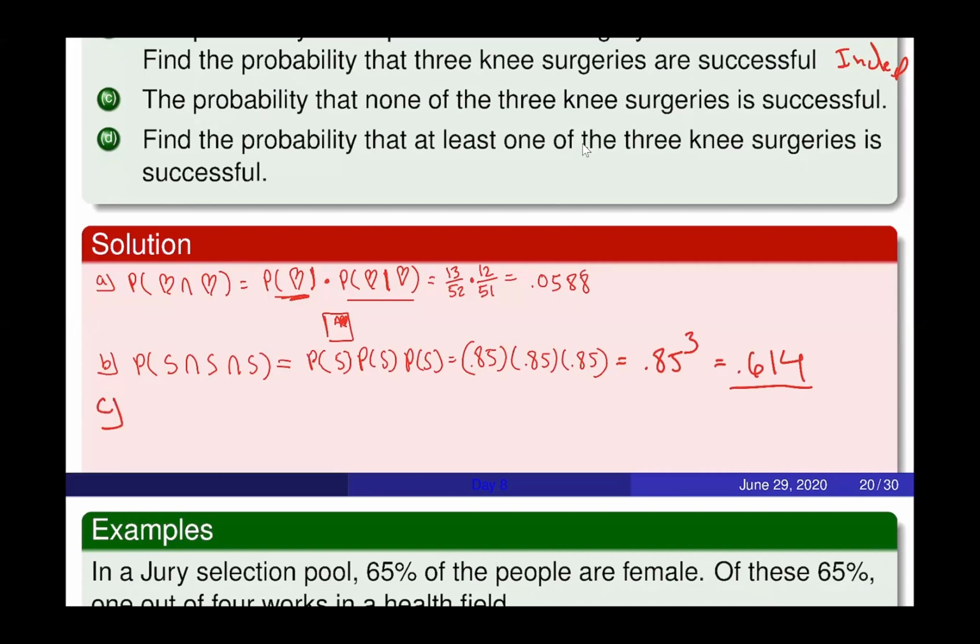If you look at C, it says the probability that none of the 3 surgeries is successful. So we want all of them not to have a good surgery. We want the first one to fail, the second one to fail, and the third one to fail. So we want all 3 of them to fail. So the probability the first one fails, and the second one fails, and the third one fails. If I know the probability that the knee surgery is successful is 0.85, how can I find the probability that the knee surgery is not successful?